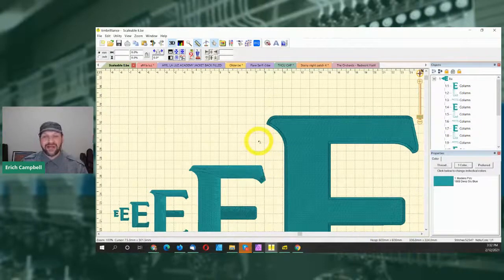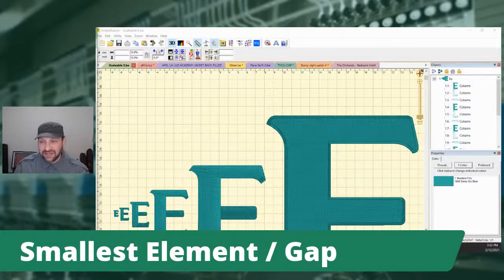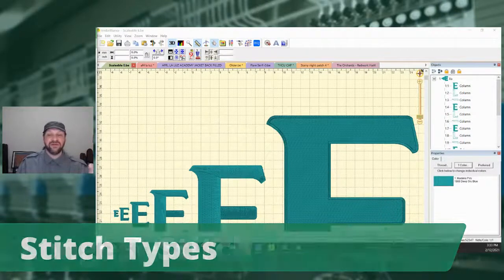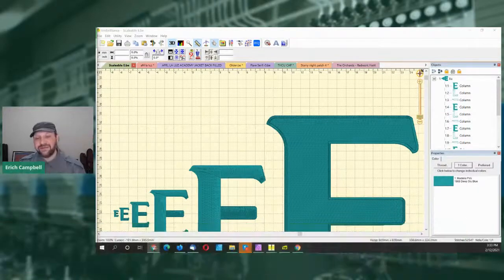And like I said, the way we're handling this is the same way we'd handle any sort of scaling when we're future-proofing. We're going to look at smallest element and gap, smallest stitch, and we're going to look eventually at longest stitch and what's safe there. And of course, what we can look at as a corollary to that is, how is this going to look if we apply different stitch types to it? So when we're talking about scalability and future proofing, that's what we're really thinking about.